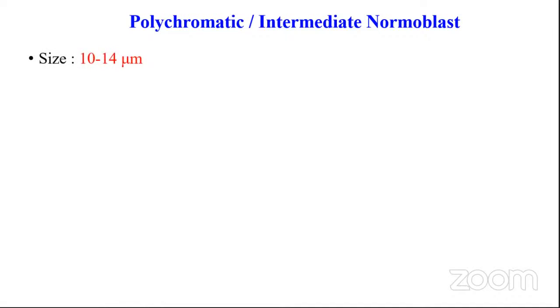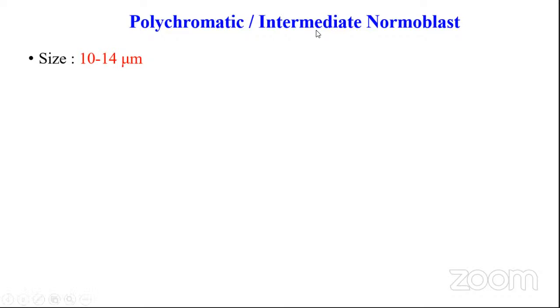So there is a difference in the question framed. In the microscope, it is the polychromatic stage or the intermediate normoblast where hemoglobin appears to be seen, but it is the early normoblast stage where the synthesis has already begun. So this was the slightly tricky question that was asked last time.